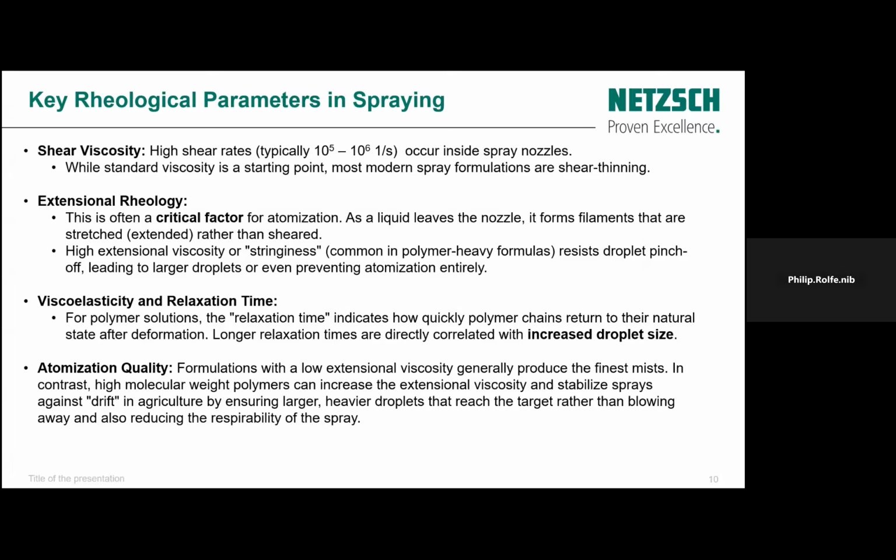And you can obviously look at the viscoelasticity and the relaxation time. Now, these are kind of related, right? The more elasticity in there, you'd have usually more extensional viscosity as well. And you'd have a longer relaxation time. And this is all related to the molecular weight of the polymers that you put in there. And they will also increase the droplet size.